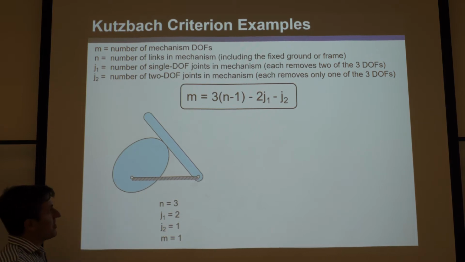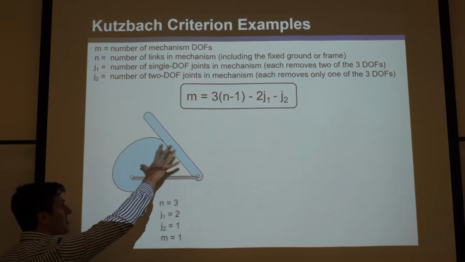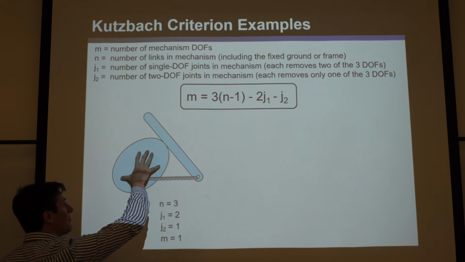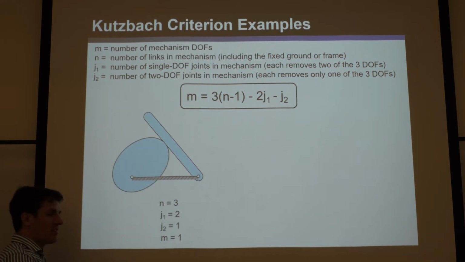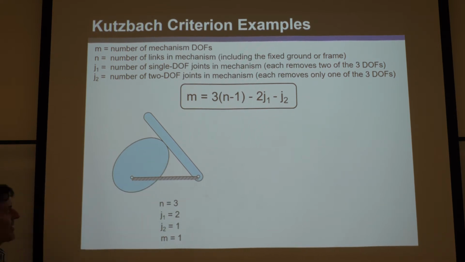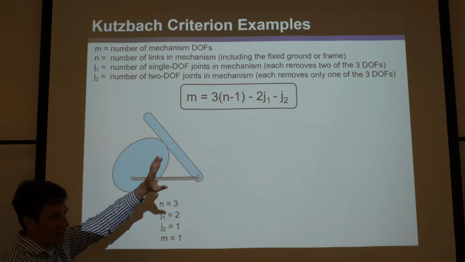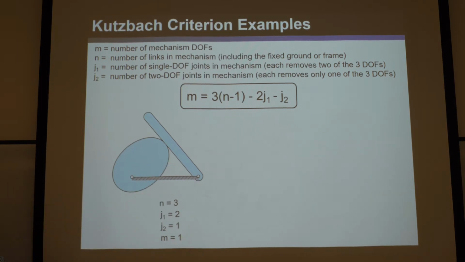And you can imagine it just takes one parameter to define the whole thing, like 1 theta of where the egg is to lock in all the other stuff. And if I held this fixed, the whole thing would be locked up. So it makes sense it's mobility of 1.